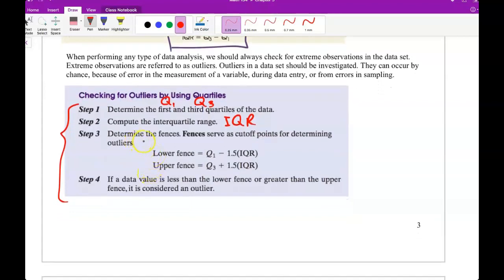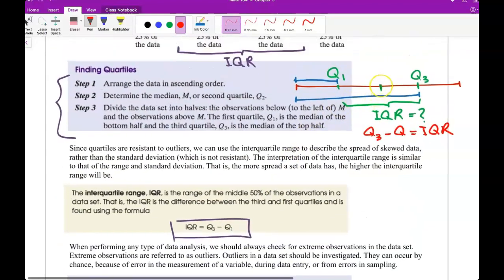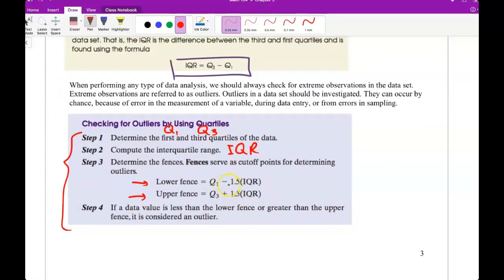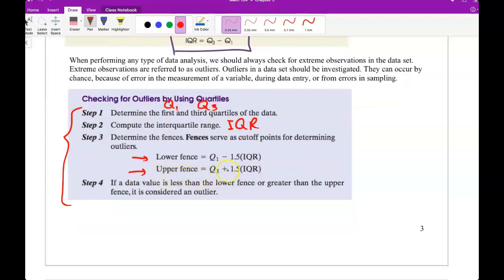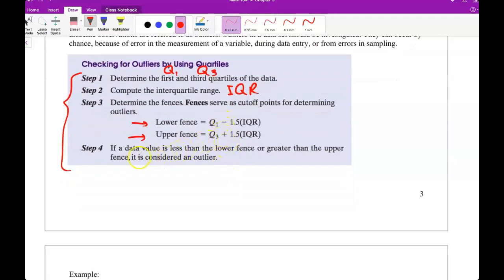Now we should determine our fences. So finding lower fence, upper fence. This is the formula for these two. Q1 minus 1.5. We always have 1.5, so 1.5 multiplied by inner quartile range. And for upper fence, just remember when it's lower, because this is lower 50%, because it's lower, we have to subtract. And when it's upper, we should add. So that's the only difference between these two.